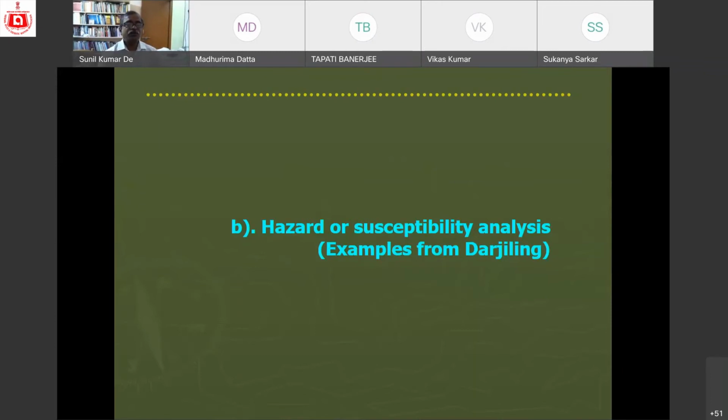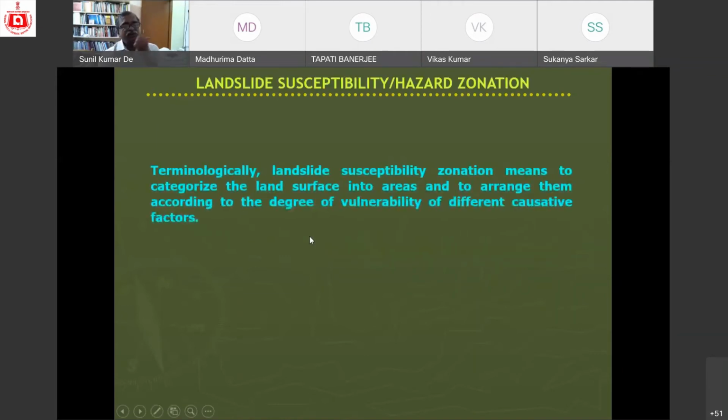Now, sometimes we confuse, if we consider the scientific point of view, what is the difference between susceptibility and hazard? Terminologically, landslide susceptibility means to categorize the land surface into areas and to arrange them according to the degree of vulnerability of different causative factors. So this is exclusively spatial.